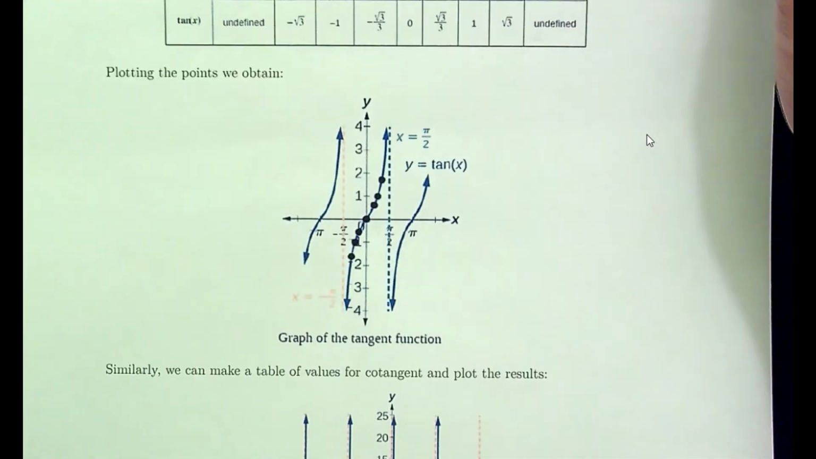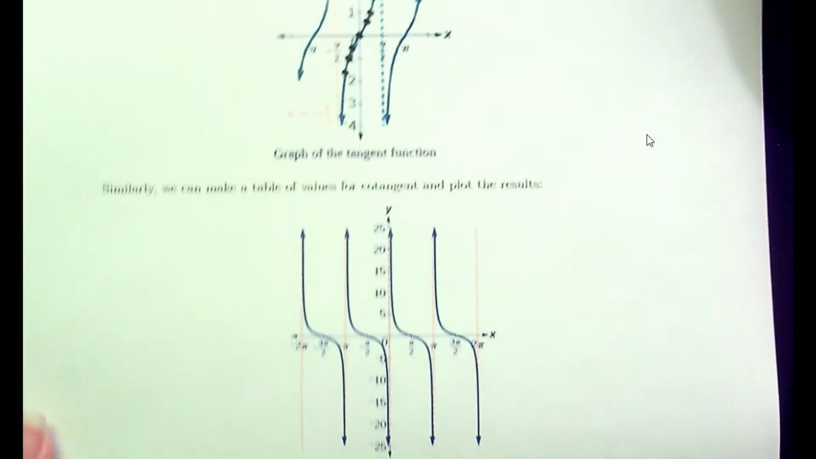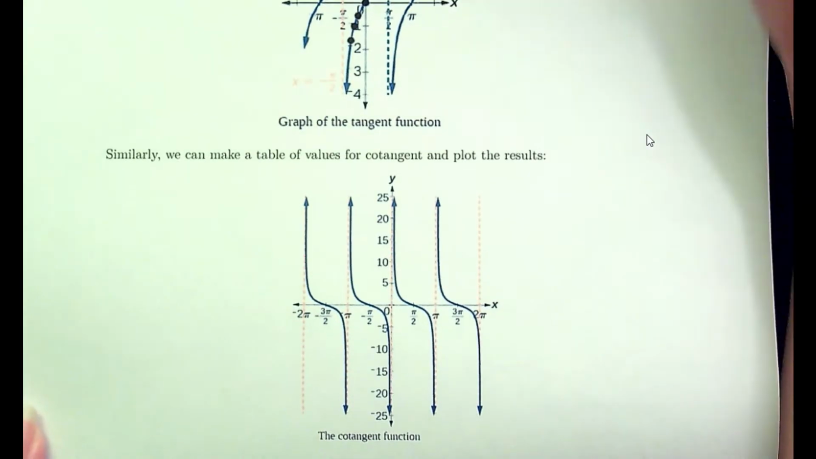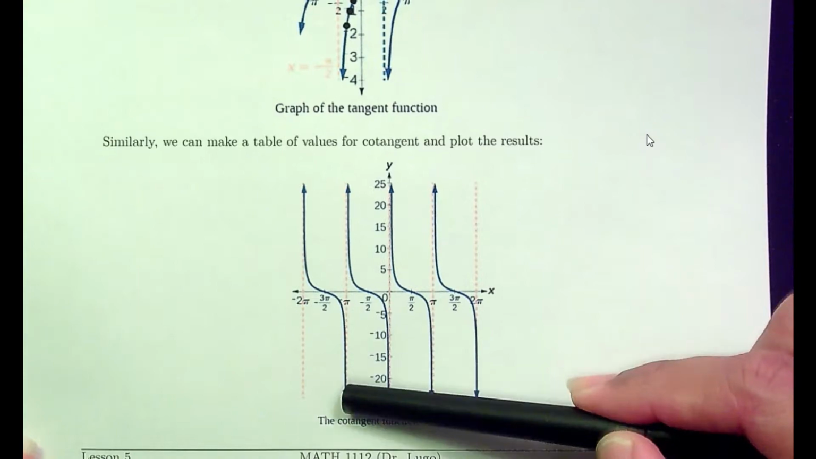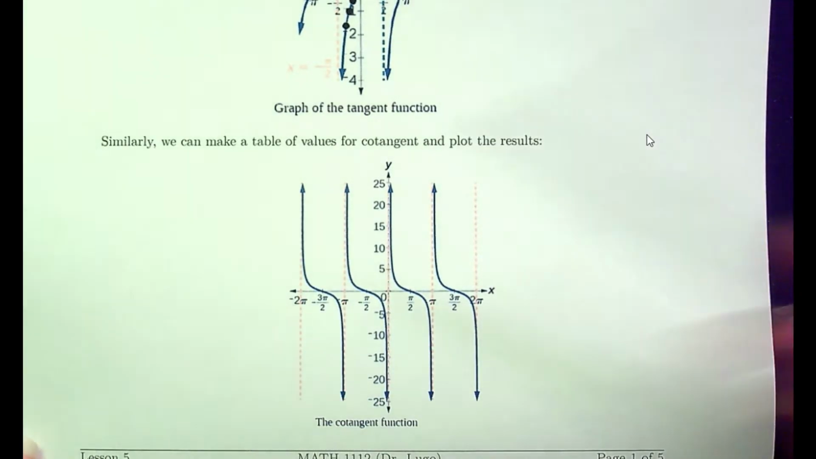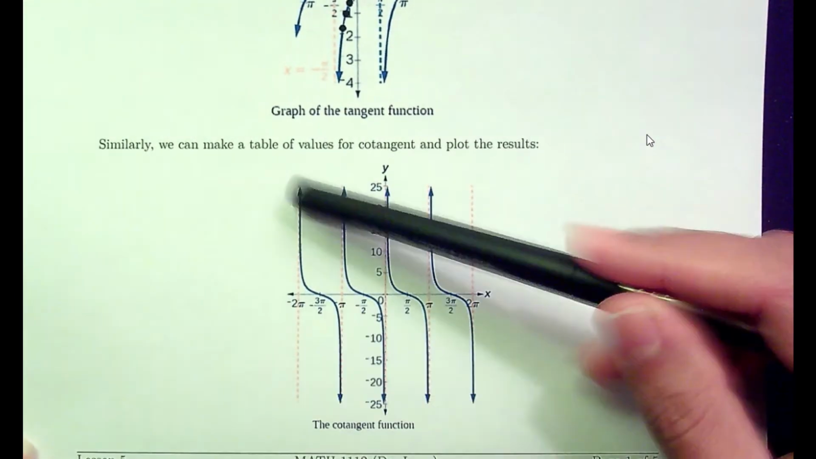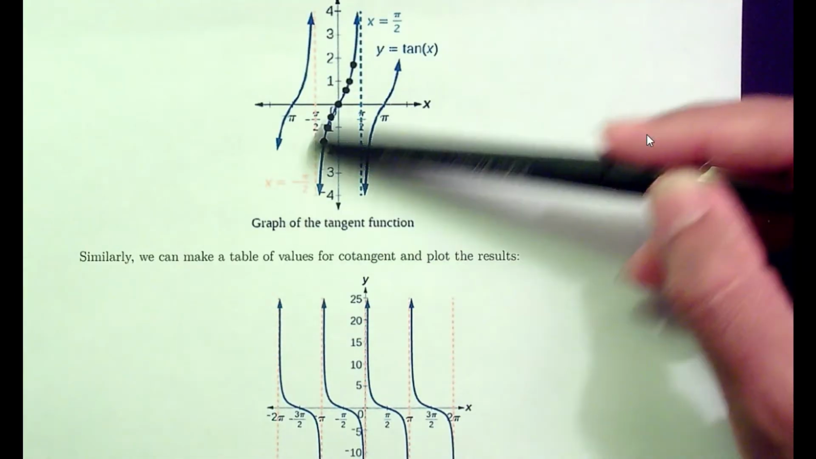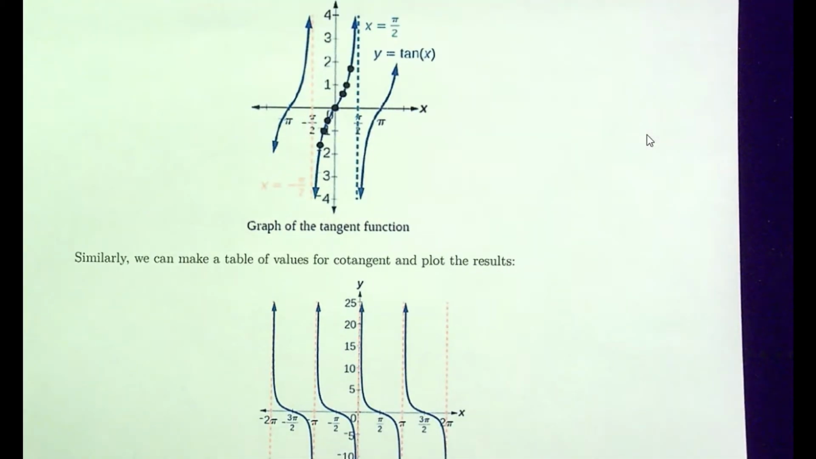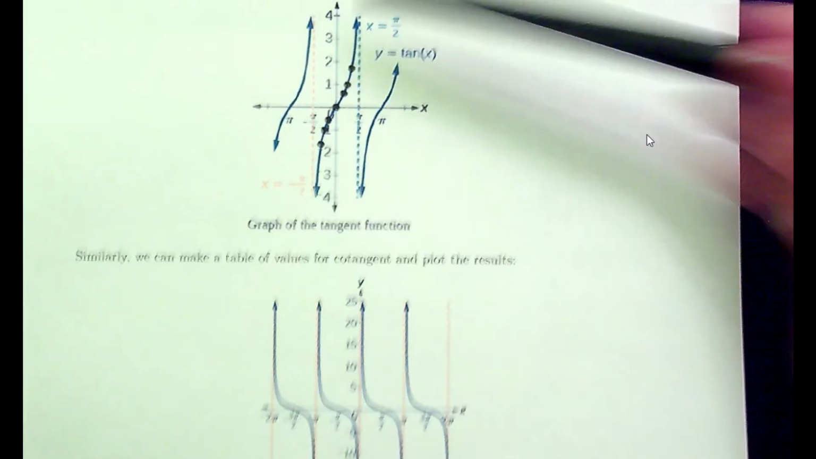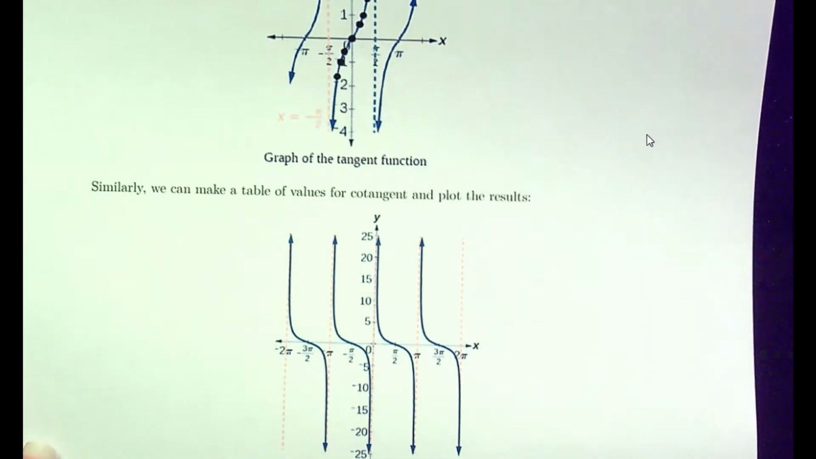You could also make a table of values for cotangent and plot the results, and here's what you would get for the basic graph of the cotangent. It is very, very similar. The graph is basically the same, but flipped. If these go up, these go down. The tangent is increasing in each period. The cotangent is decreasing in each period.